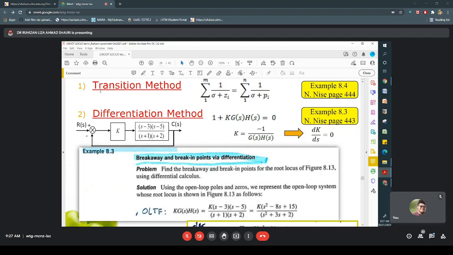Next, let's say that I want to use the transition method. You know that you have your open loop zeros at 3 and 5. That is why you have to write down the open loop.